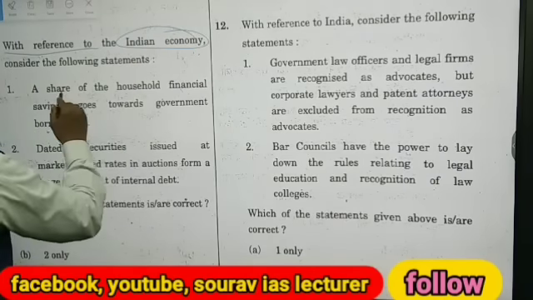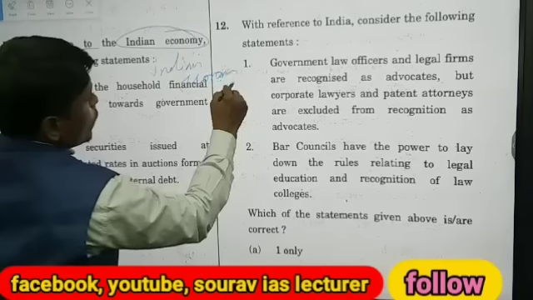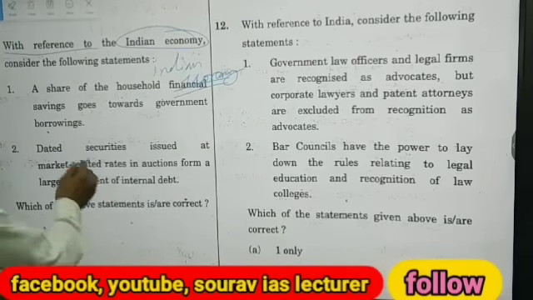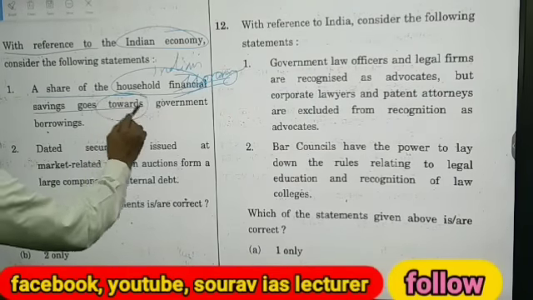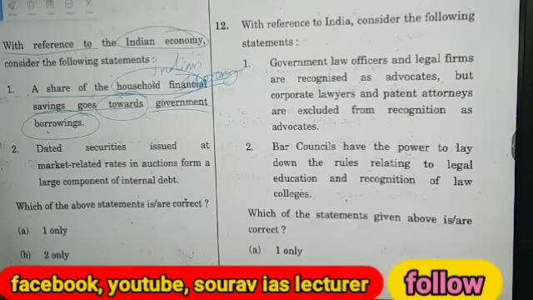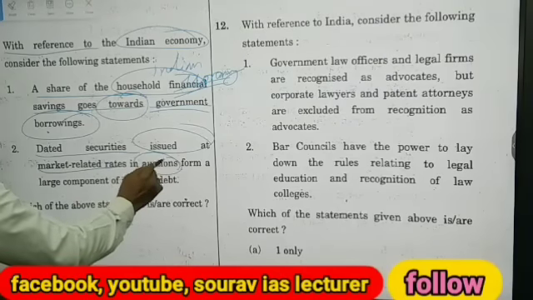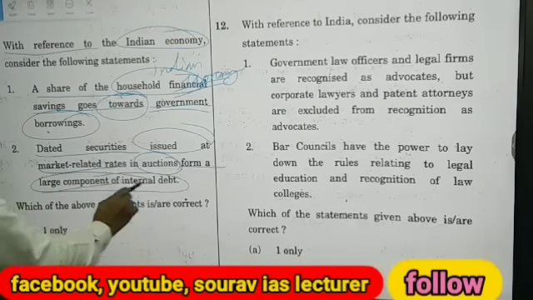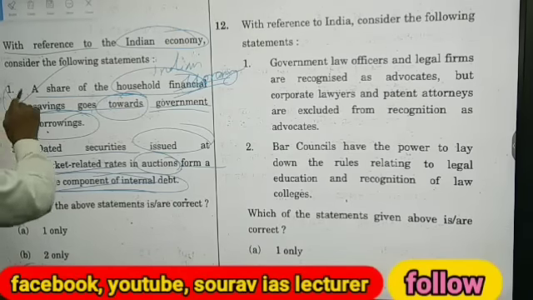With reference to the Indian economy, this is question 10. A share of the household financial savings goes toward government borrowing. Debt securities issued at market-related rates also form a large component of internal debt. This is internal debt. Question C: one is the correct option, two is the correct option.